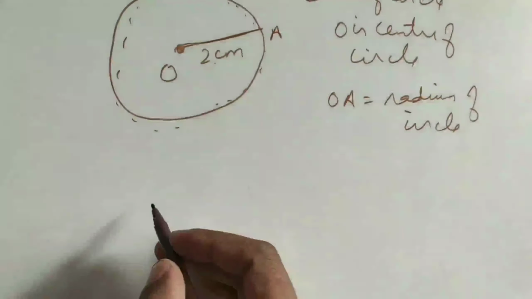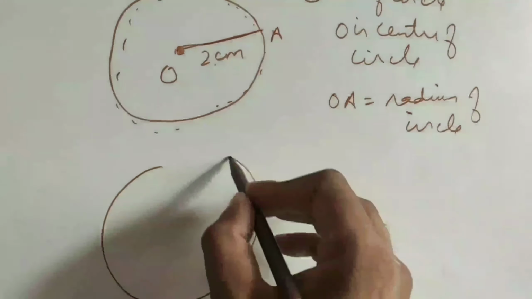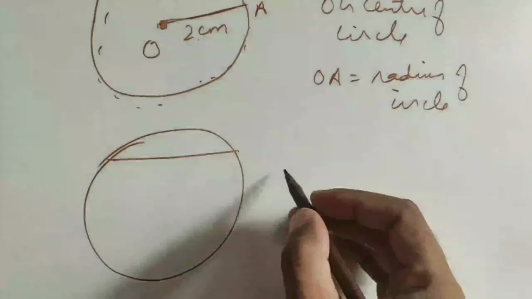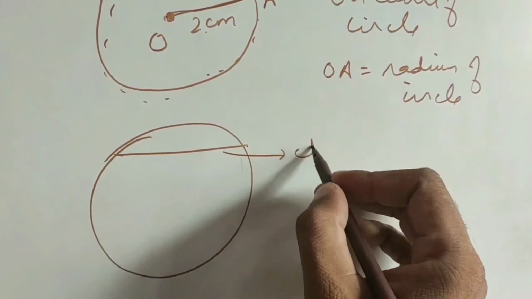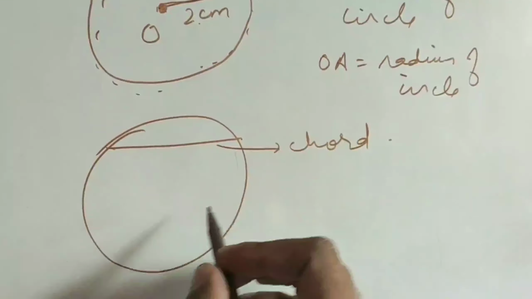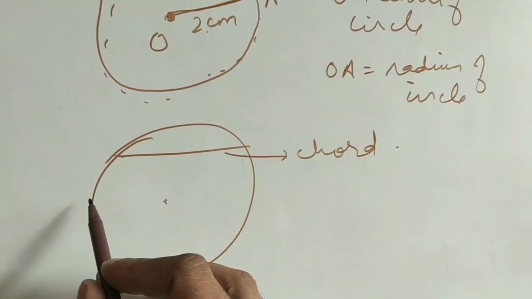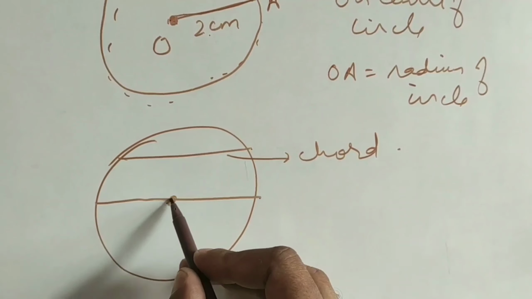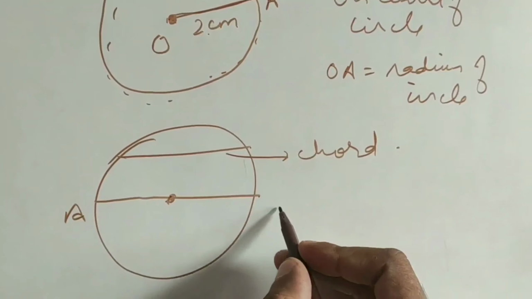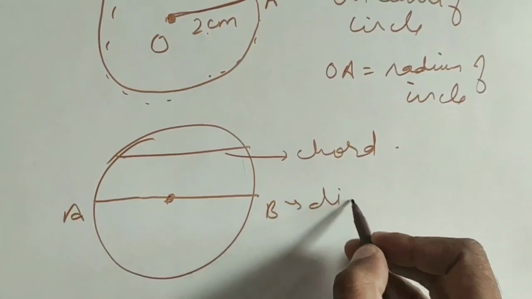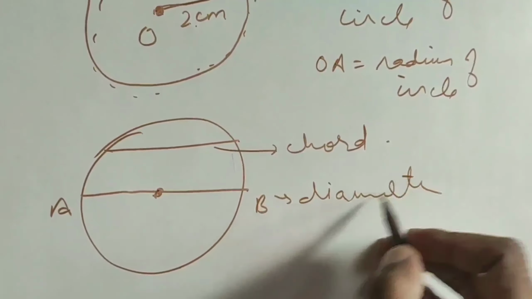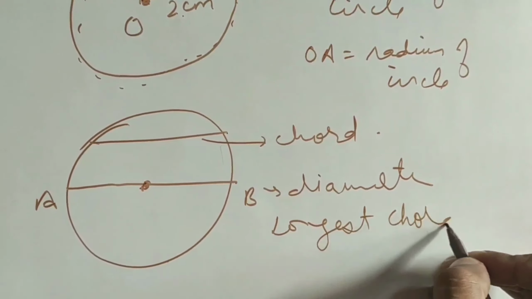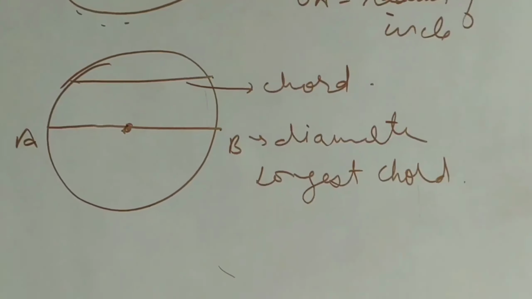Now if in a circle we join any 2 points on the circumference, then this line is known as the chord, and if it passes through the center of the circle, then it becomes the diameter. Diameter is the longest chord.